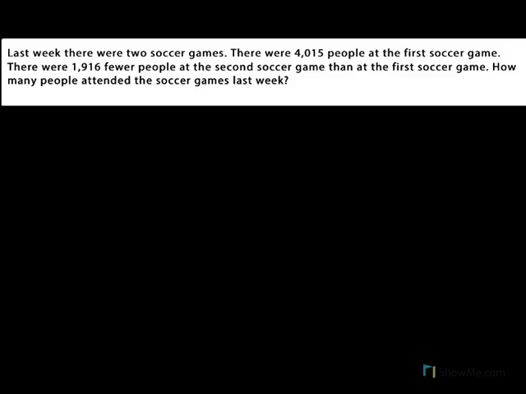Last week, there were 2 soccer games. There were 4,015 people at the first soccer game. There were 1,916 fewer people at the second soccer game than at the first soccer game. How many people attended the soccer games last week? Turn and talk, work with a neighbor, and solve this problem on your marker board.